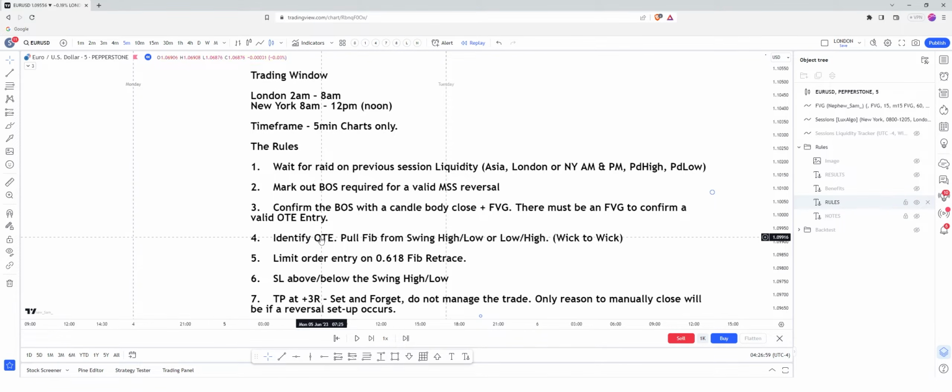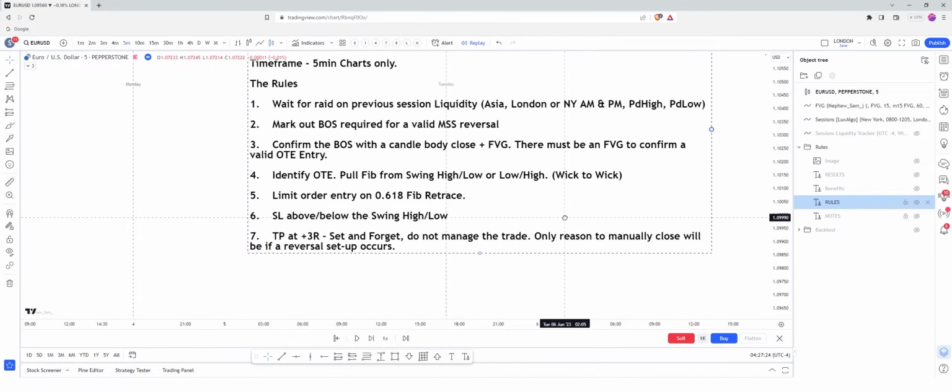We'll identify our OTE once these criteria are met by pulling a fib from the swing high to the swing low, and we will go wick to wick to get our optimal trade entry levels. We will set a limit order at the 0.618 fib retracement. So this will automatically be triggered in, so we can set and forget this. We will have our stop loss placed above the high or the swing low. Our take profit is going to be at plus 3R.